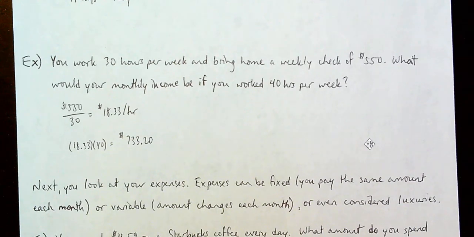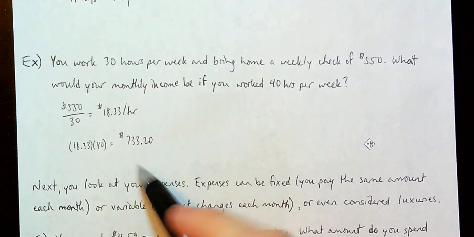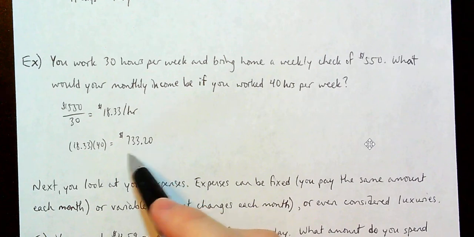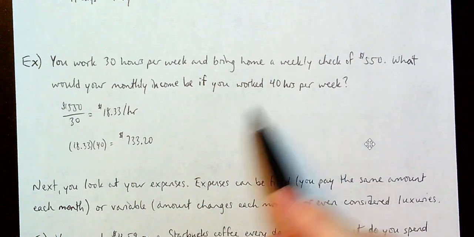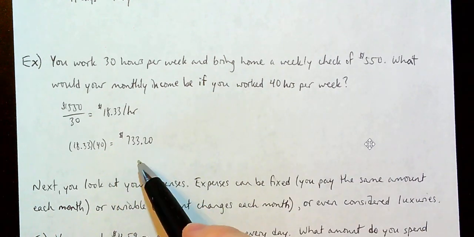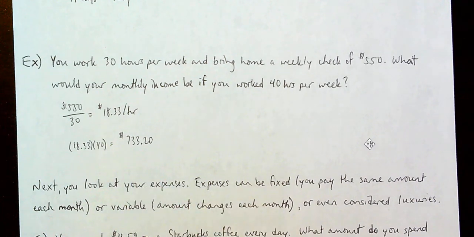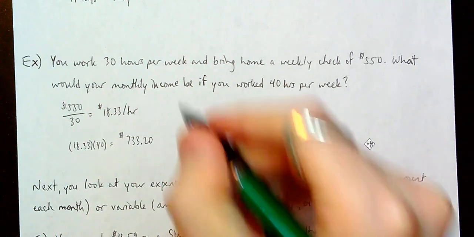But now we want monthly income. Obviously, a week is 7 days. Monthly income, we're working with 30 days per month. 7 doesn't nicely go into 30. So now what I'm going to have to do is take my weekly paycheck at 40 hours per week and divide that by 7 to figure out how much I make per day.